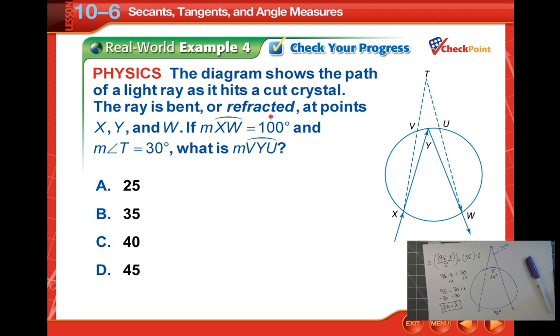Try this one on your own. Same thing we just did. Pause the video, play it when you're ready. Okay.